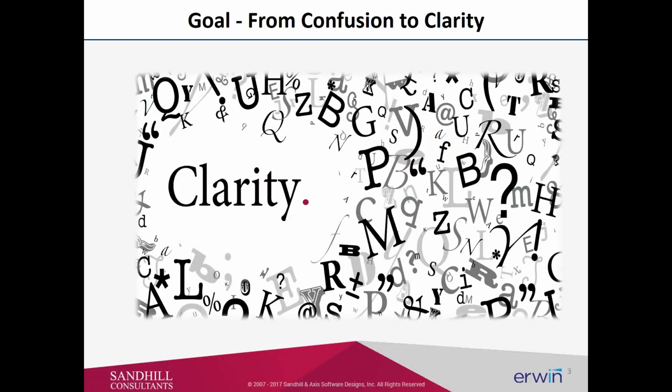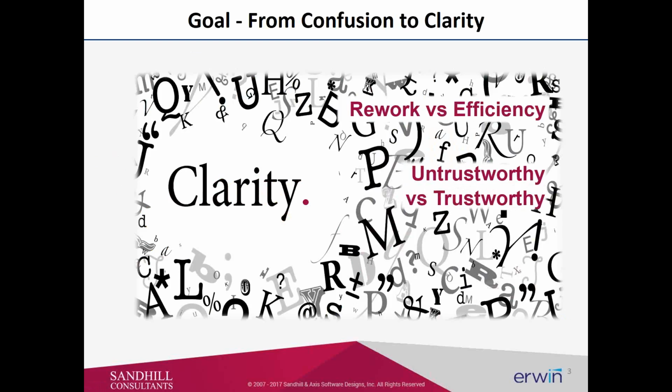In our big picture, the way we see it, we want to move from data confusion to data clarity. It is our intent to show you how we can help organizations achieve the following. We want to reduce rework and increase efficiency of people using the data. We want to be able to reduce the amount of untrustworthy data, making it trustworthy, something that every organization wants to achieve. We want to move away from line of business or siloed data standards to enterprise standards, best practices, and workflows across the board.